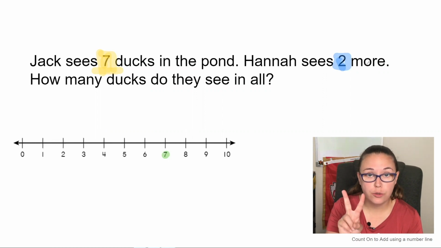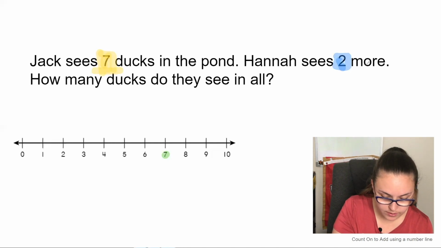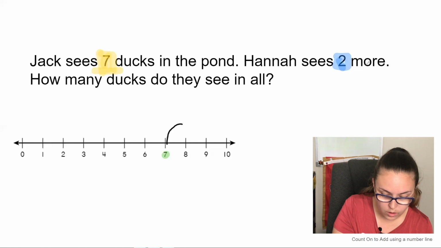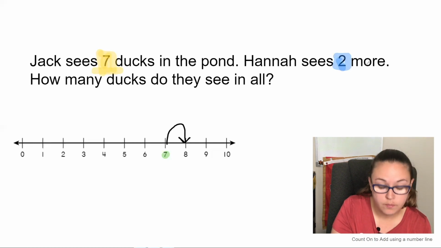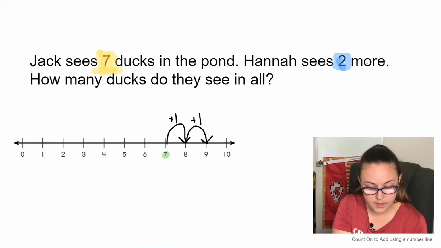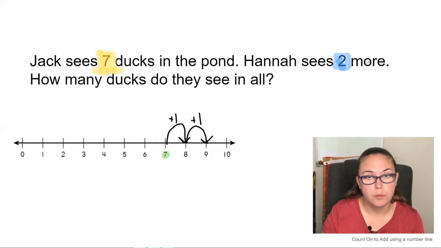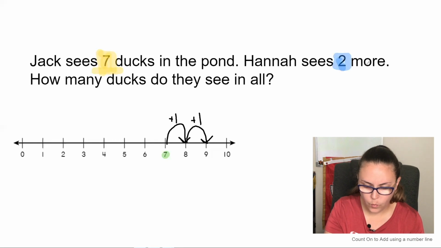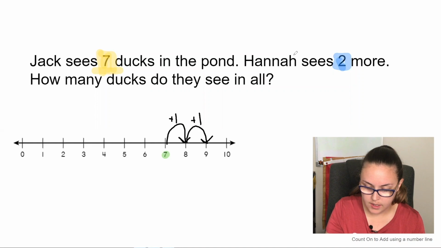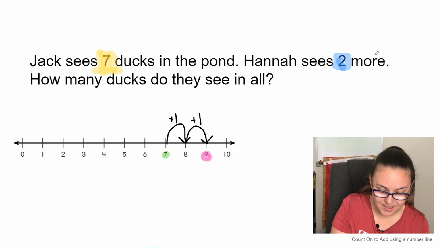Hannah sees 2 more. So let's start at 7, and with your pencil or with your finger, I want you to count 1 to 8, and 1 more to 9. So this is 1, that is 1. So altogether, we counted 2 more. Now, what number did we land on? Take a minute and look. That's right, we landed on 9.